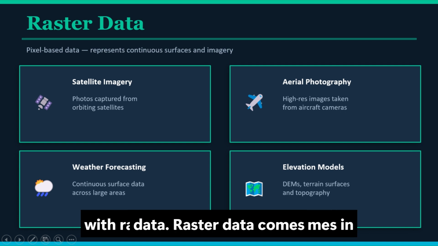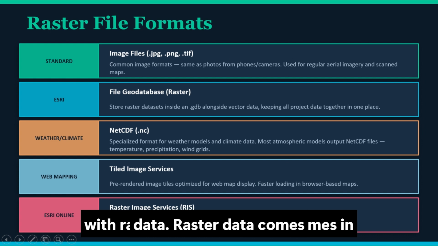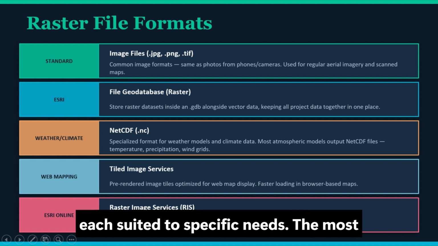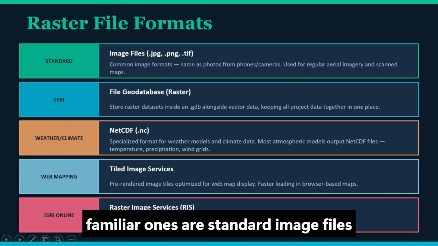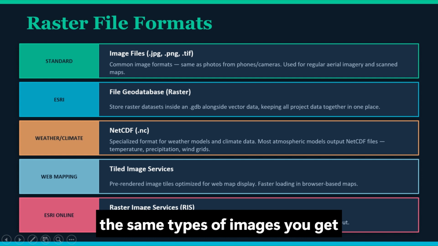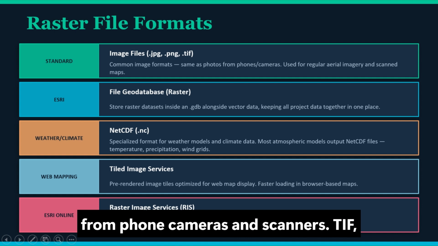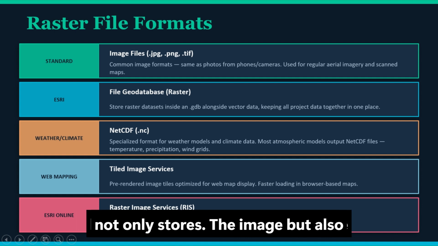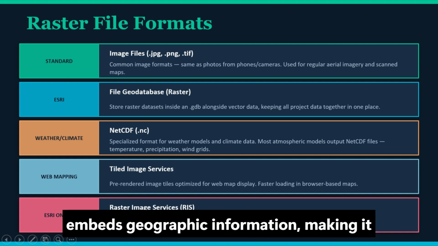So, whenever you encounter image-based GIS layers or environmental datasets that cover wide areas continuously, chances are you're dealing with raster data. Raster data comes in several different storage formats, each suited to specific needs. The most familiar ones are standard image files like JPG, PNG, and TIFF. These are the same types of images you get from phone cameras and scanners. TIFF, especially GeoTIFF, is crucial because it not only stores the image but also embeds geographic information, making it practical for mapping.